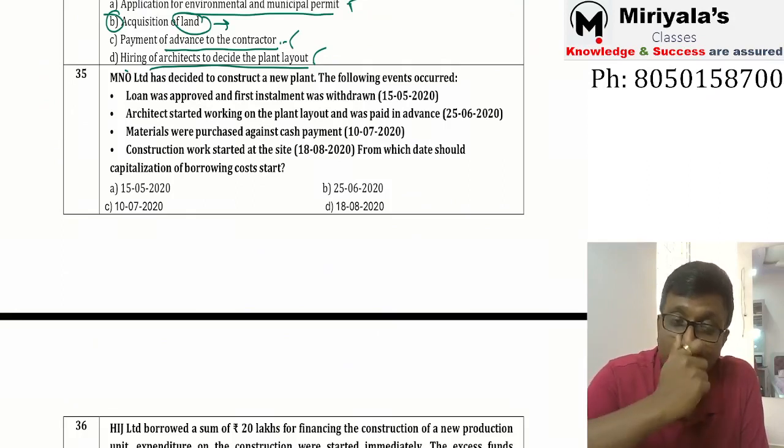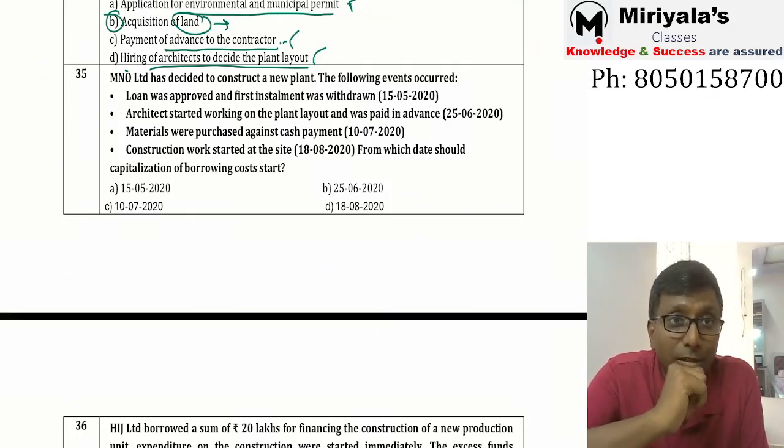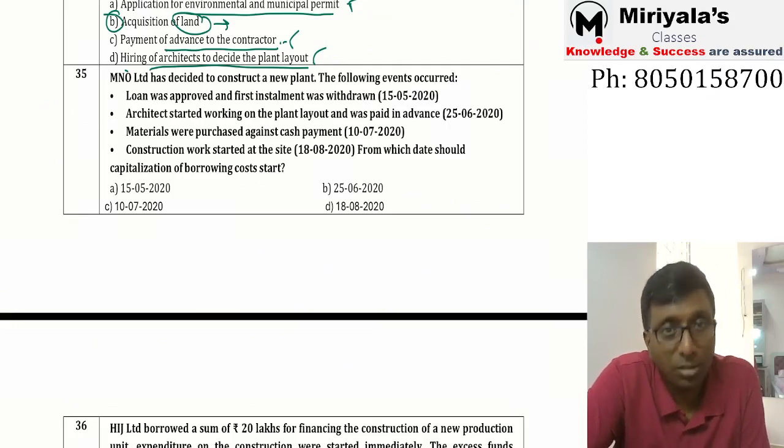First installment was withdrawn. Following events occurred. Right? What is the question actually? From which date should the capitalization of the borrowing start? Think about it.